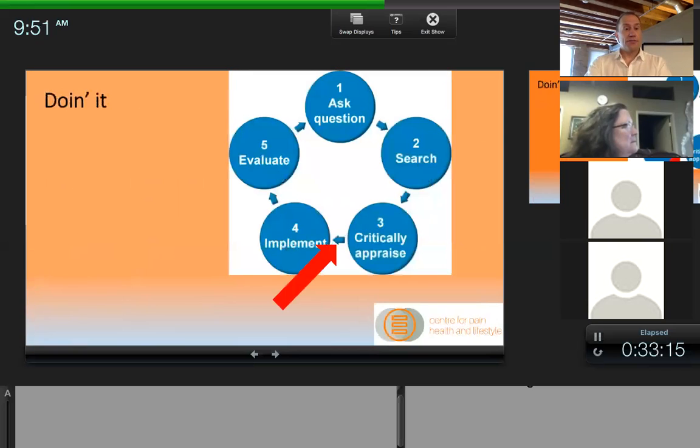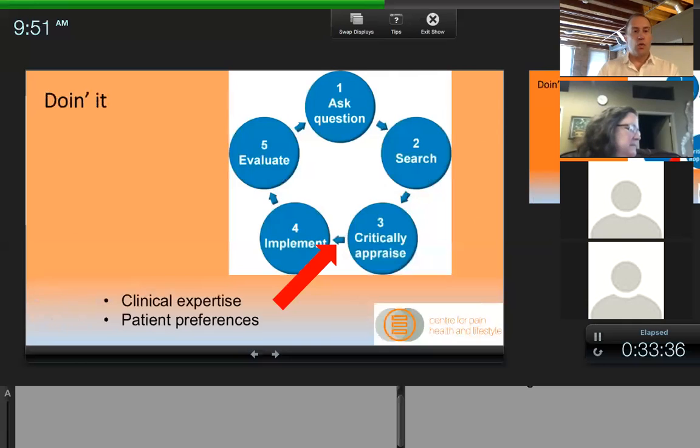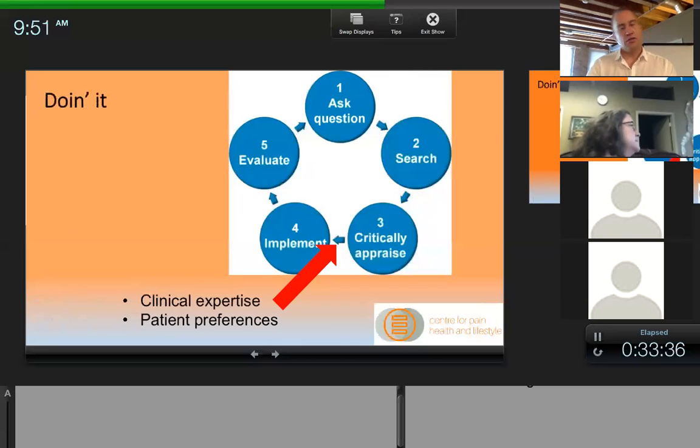So how do you do it? This is, I guess, a sort of, just forget that arrow's there for a second, that's supposed to come later. But this is this stepped process, and you've probably seen this before. We ask a question, we do a search, we appraise it, we implement it, we evaluate it. And where expertise and patient preferences fit in with this is in this idea: you've appraised the information, then you take this other information, you integrate that, and then you deliver it to the patient.